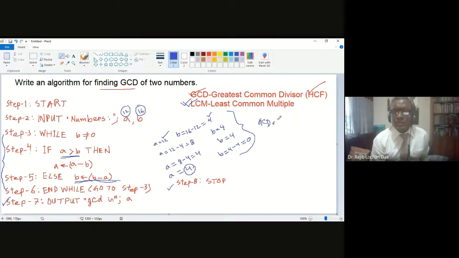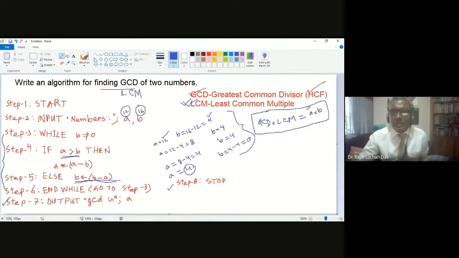It is very simple relationship. GCD into LCM will be A into B. So that is the simple technique. So if I give you any question like find LCM of two numbers, then you will find the GCD of two numbers like this, and then use the relationship like this. That means GCD into LCM is actually A into B.